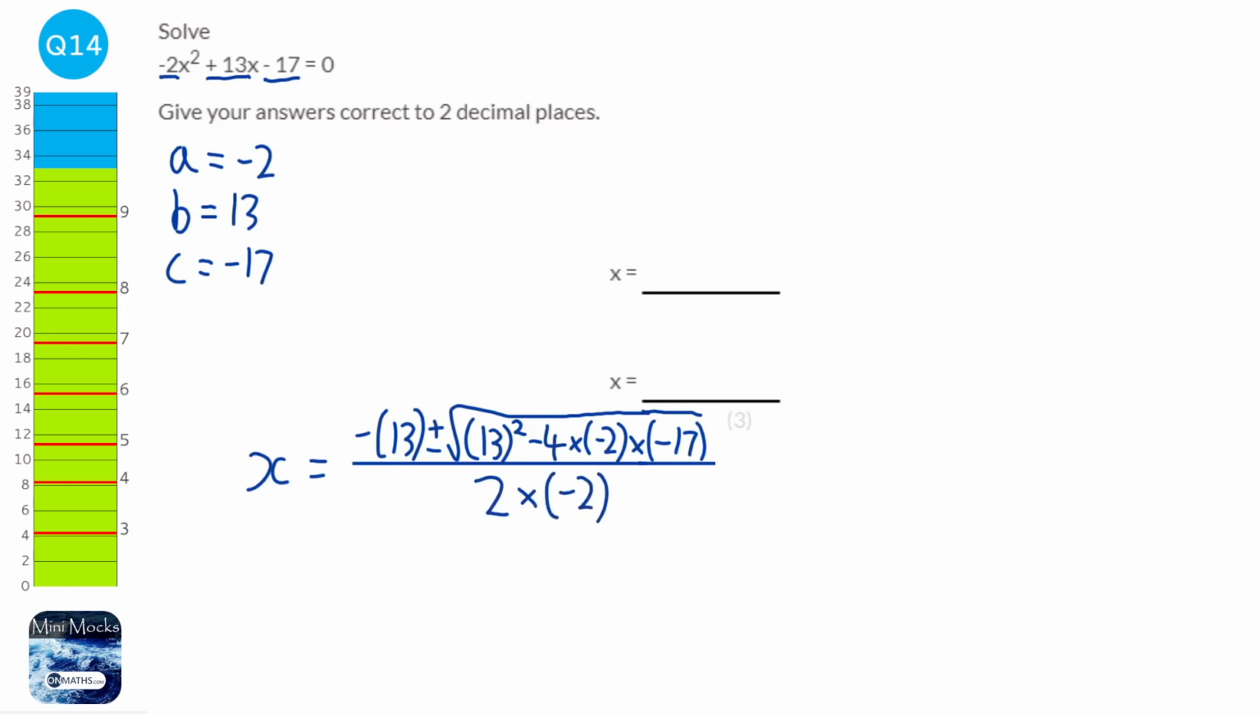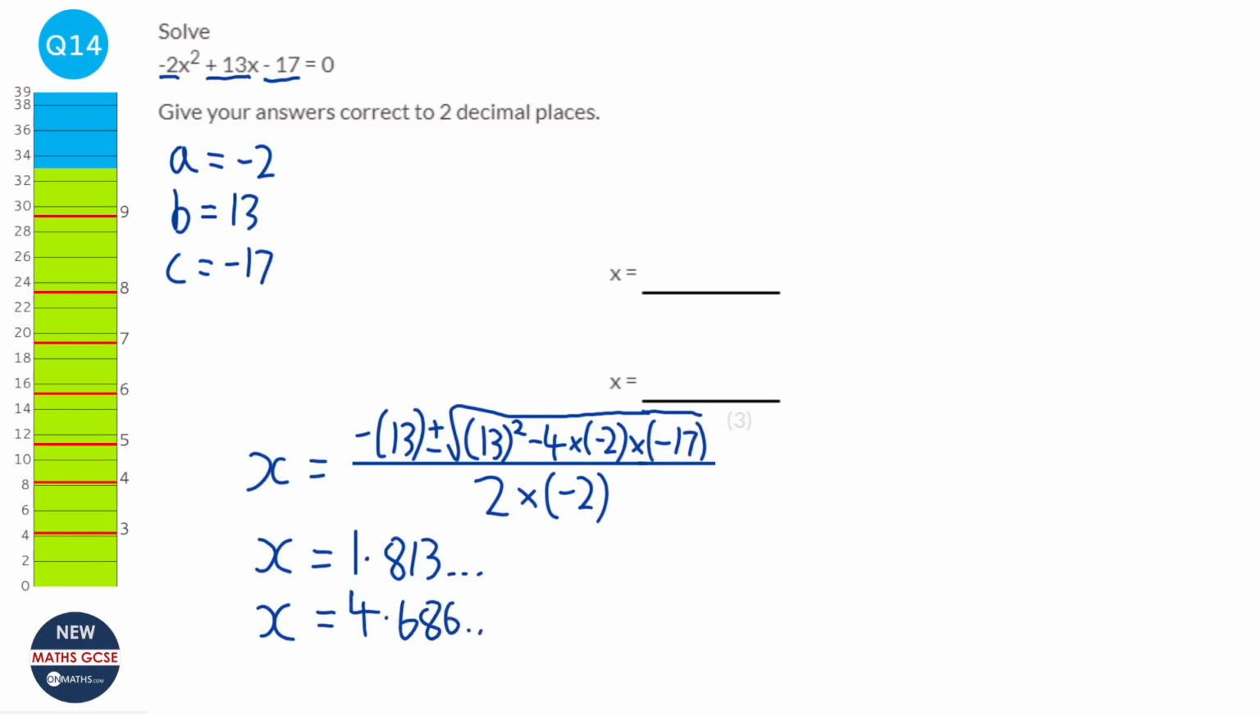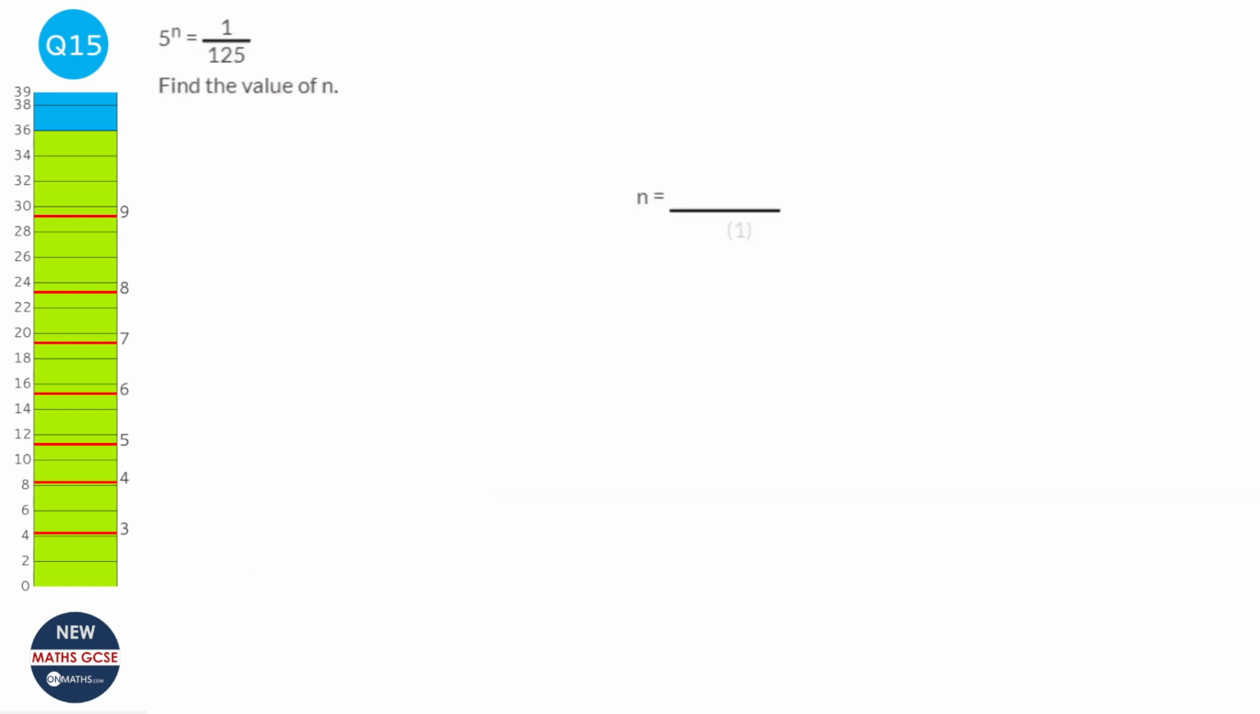We're going to first of all put that into our calculators with a plus there, and when you do it with a plus there, you get 1.813 and so on. And then what you're going to do is use your calculator to go back to this and change it for a minus. And when we do that, we get 4.686 and so on. And so to 2 decimal places, we've got 1.81 and 4.69.